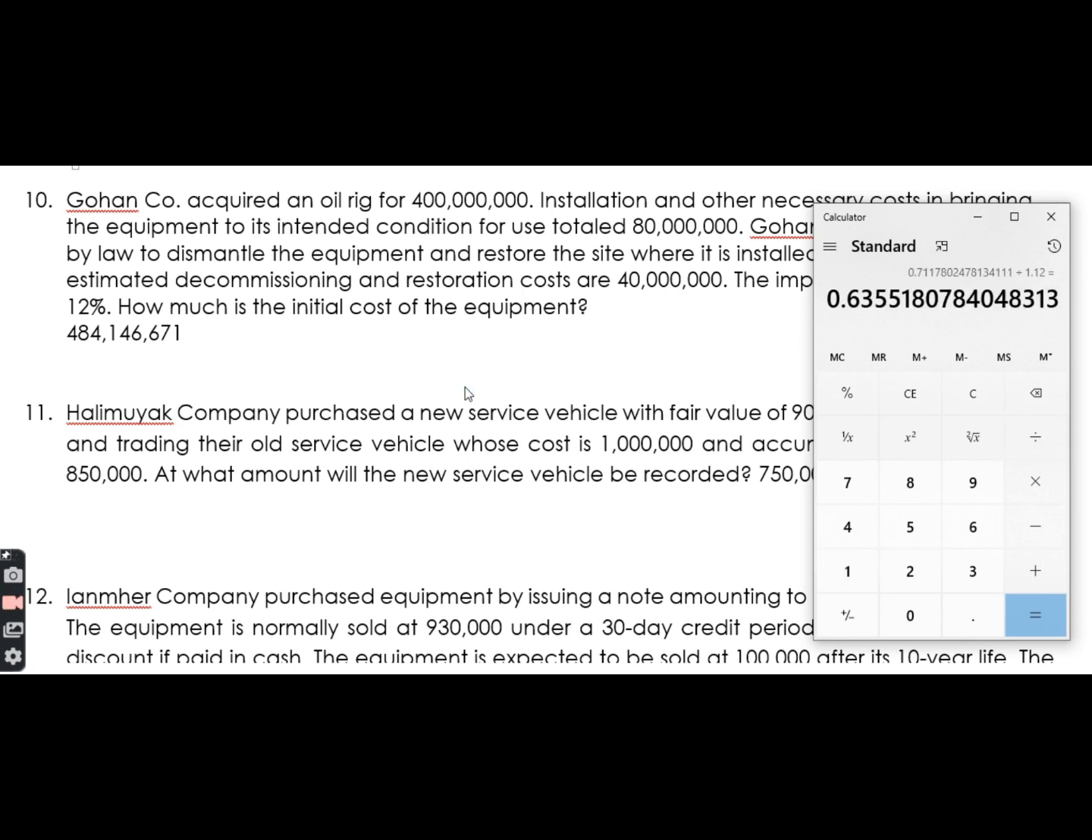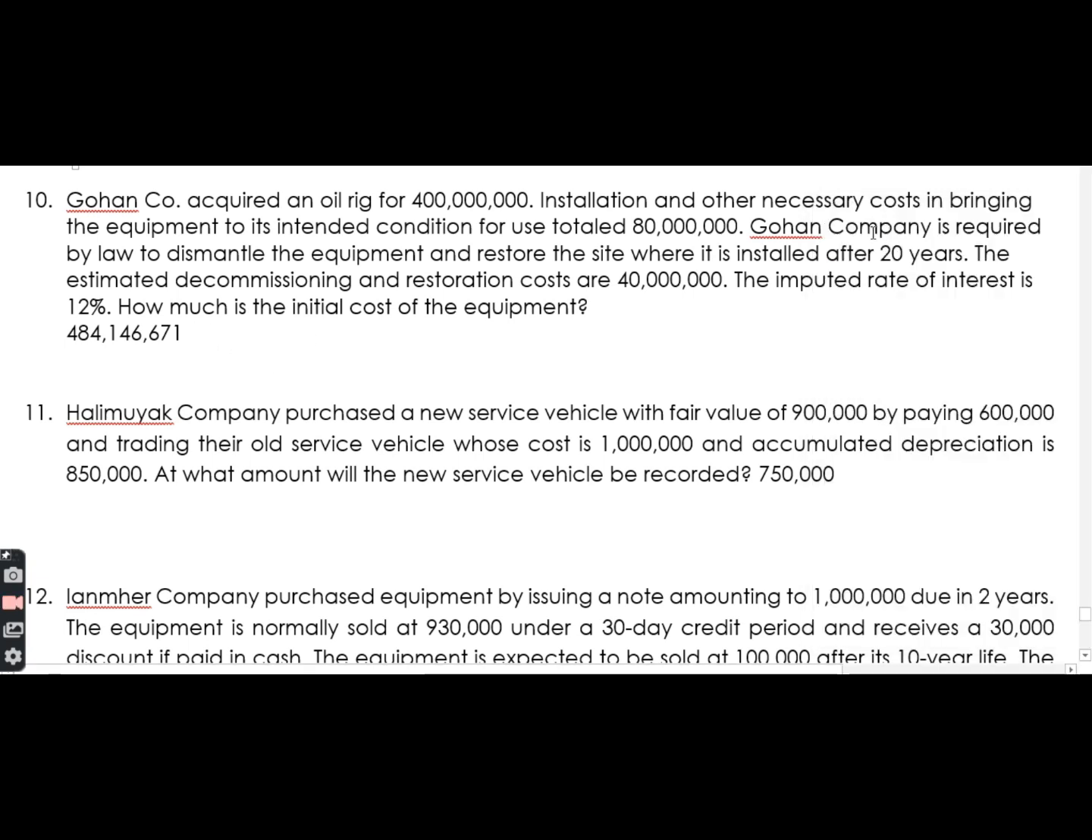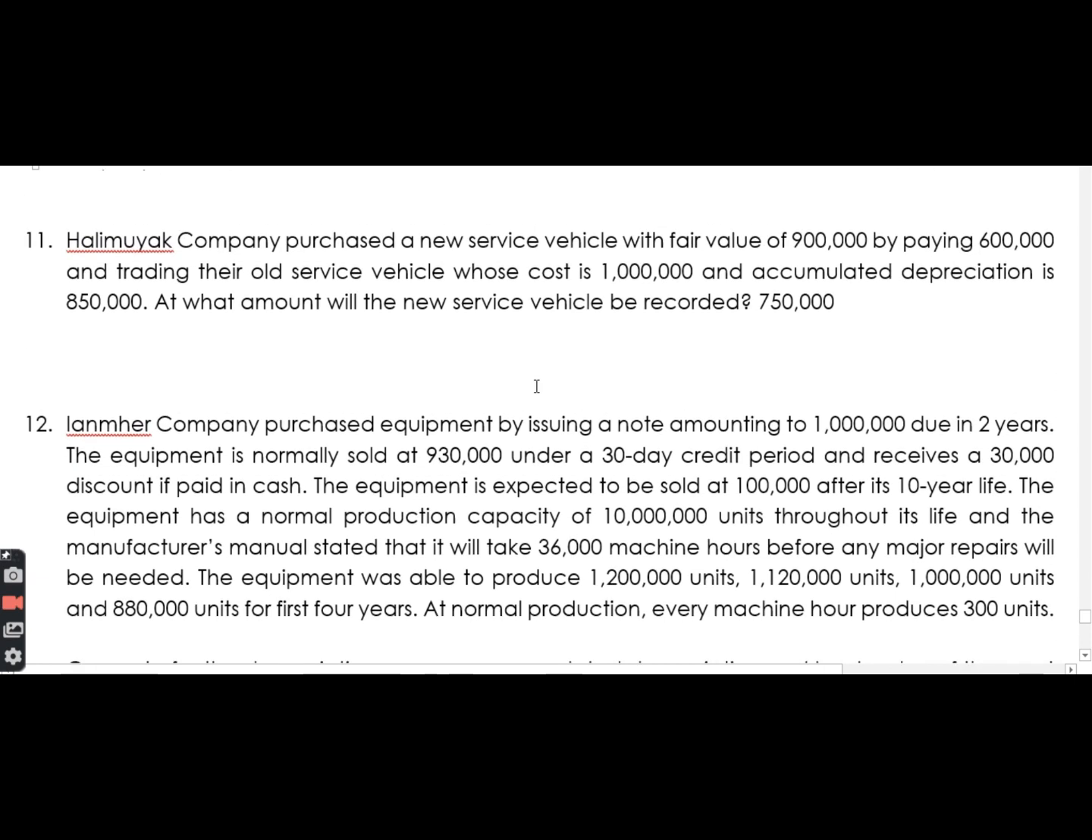So 1, 2, 3, 4, 5, 6, 7, 8, 9, 10, 11, 12, 13, 14, 15, 16, 17, 18, 19, 20. Tapos multiply natin sa 40 million. So ito yung additional na capitalizable cost. So idagdag mo na lang yan sa 480. So magiging 484,146,671. So yun na yung sagot natin dito. So yung nagpapahirap lang dito yung present value ng decommissioning.